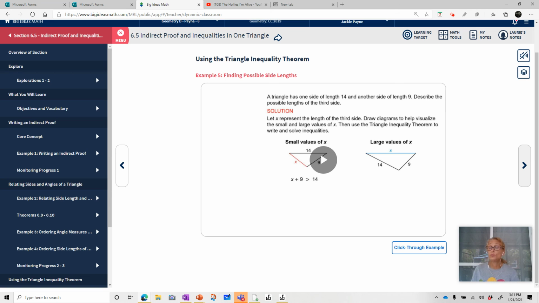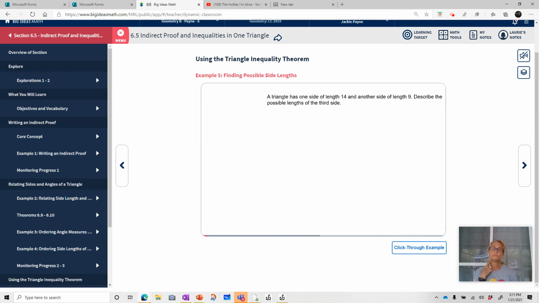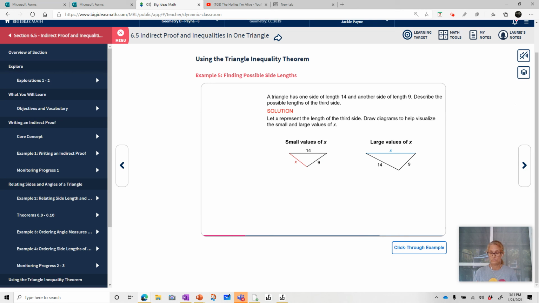Here is how you would find those certain lengths, and this will be in your homework as well. A triangle has one side of length 14 and another side of length 9. Describe the possible lengths of the third side. Solution. Let x represent the length of the third side. Draw diagrams as shown to help visualize the small and large values of x. Then use the triangle inequality theorem to write and solve inequalities.